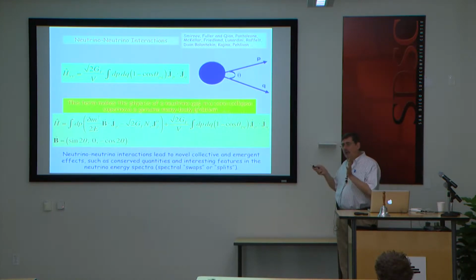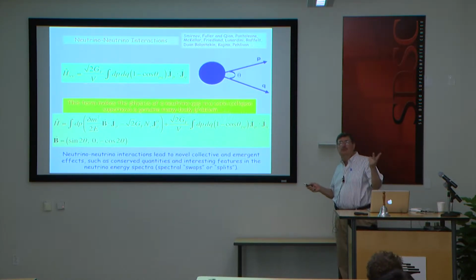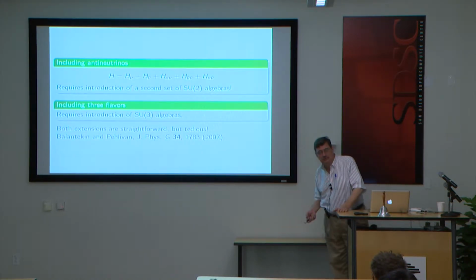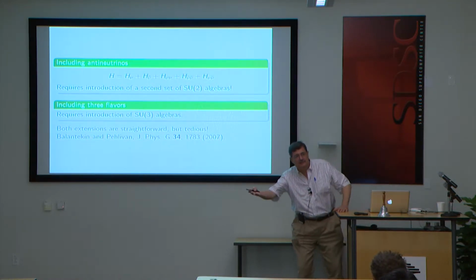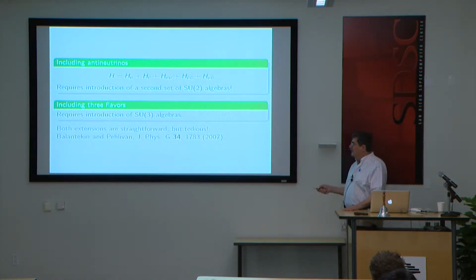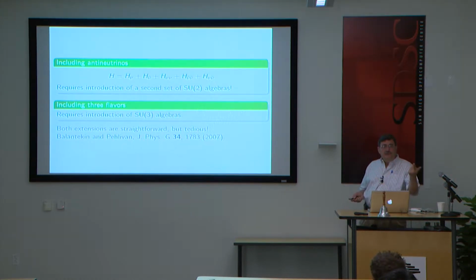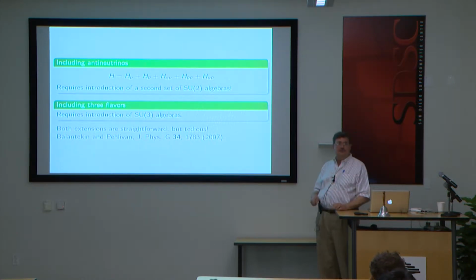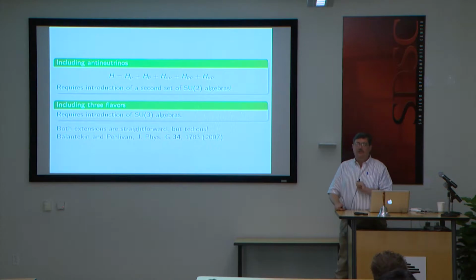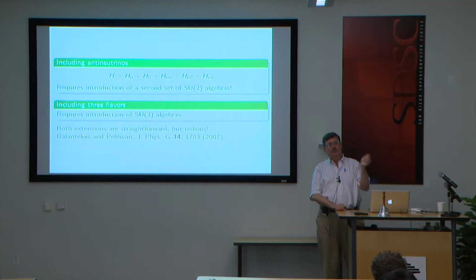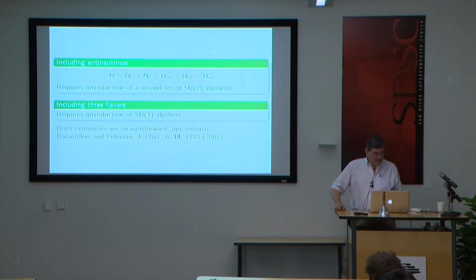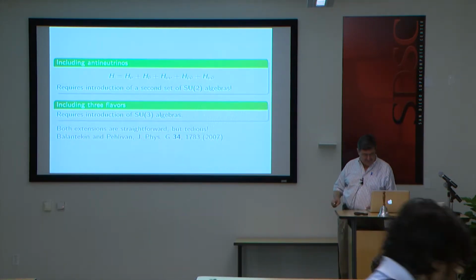Now, I have only written down this Hamiltonian for neutrinos, no anti-neutrinos yet. It's very easy to introduce anti-neutrinos. You then introduce a second set of SU(2) algebras. Also, everything I have done is for two flavors. It's very easy to introduce a third flavor. Then it requires the introduction of not one, but two SU(3) algebras, one for neutrinos and one for anti-neutrinos. I'm not going to go into detail. Both extensions are straightforward, but quite tedious, and you can read the details there.